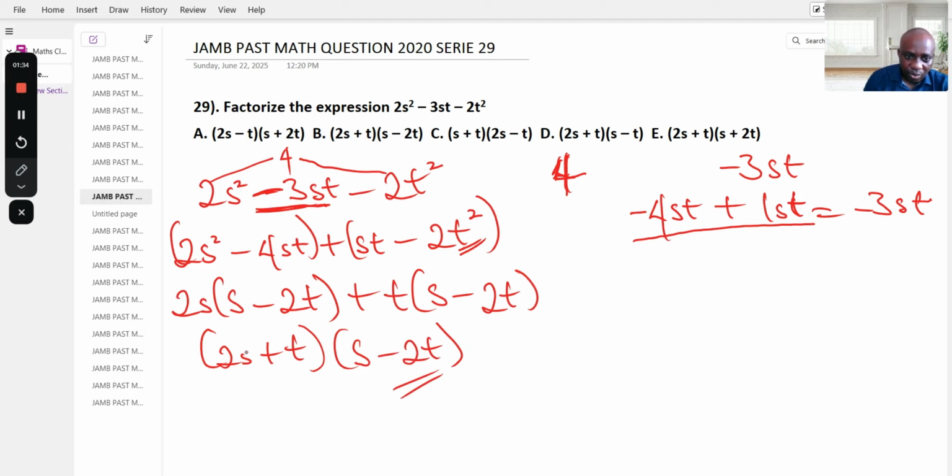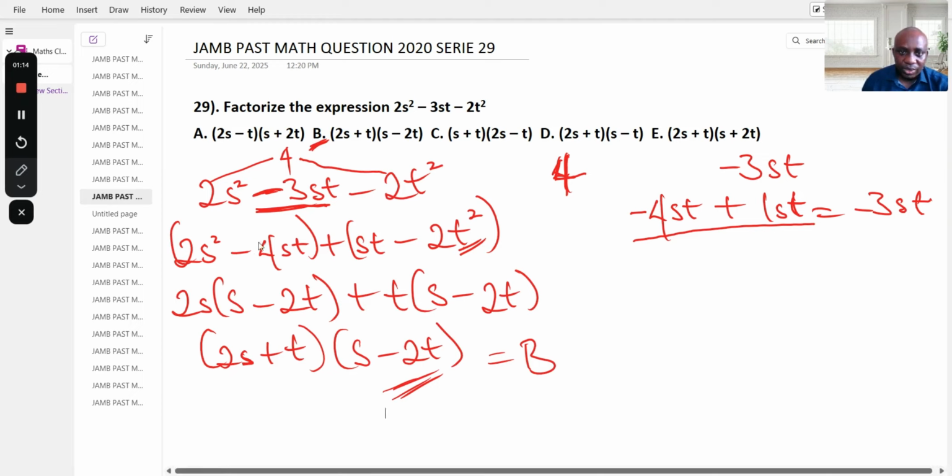Do we have 2x plus t? 2x plus t. Option A is not the correct one. 2x plus t, x minus t. Our correct option is B. Final answer is what? B: 2x plus t, x minus 2t. Let's move to the next question.